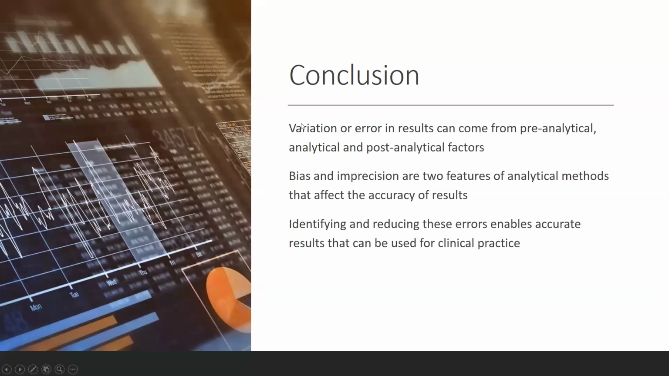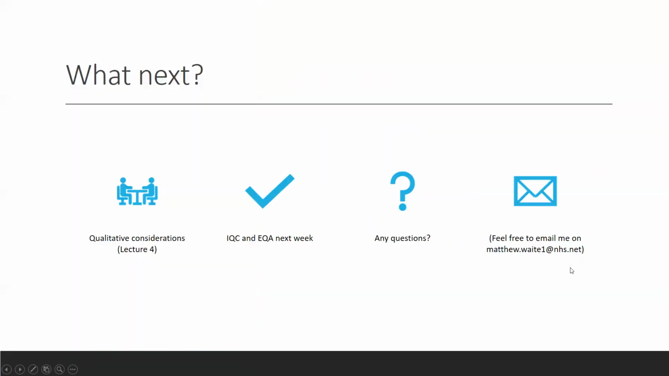And so that sort of leads me to the end of the talk. I just wanted to say, variation or error in results can come from pre-analytical, analytical, and post-analytical factors. Bias and imprecision are two features of analytical methods that can affect the accuracy of results. And identifying and reducing all of these errors enables accurate results that can be used for clinical practice. And that's the focus of the talk.